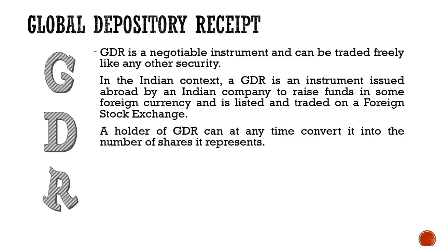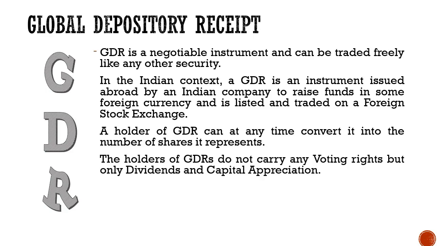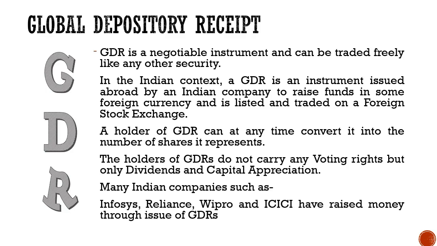Now, the holder of a GDR can at any time convert it into the number of shares it represents. The holders of GDRs do not carry any voting rights. They don't have any voting right, but they get the benefit of dividend and capital appreciation. Many Indian companies such as Infosys, Reliance, Wipro, ICICI have raised money through the issue of such GDRs.